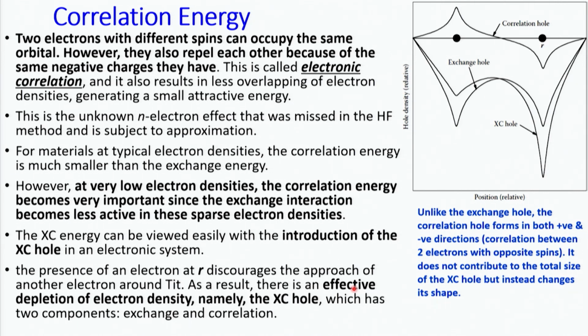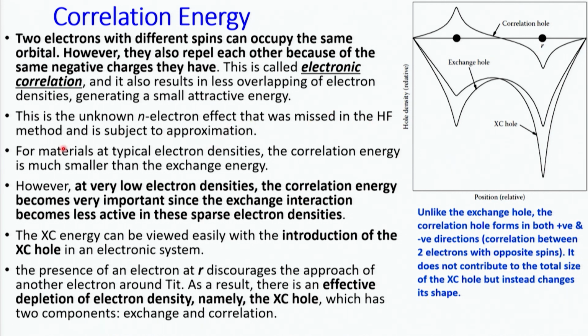So that comes the correlation energy, and we don't get this correlation energy if we use an average potential kind of approximation, as we do in the Hartree-Fock method. So the two electrons with different spin can occupy the same orbital, however they repel each other because of the same negative charge they have, and this is the electronic correlation. It also results in less overlapping of the electron density because they don't want to stay together, generating a small attractive energy. This is the unknown n-electron effect that was missed in the Hartree-Fock method and is subject to approximation.